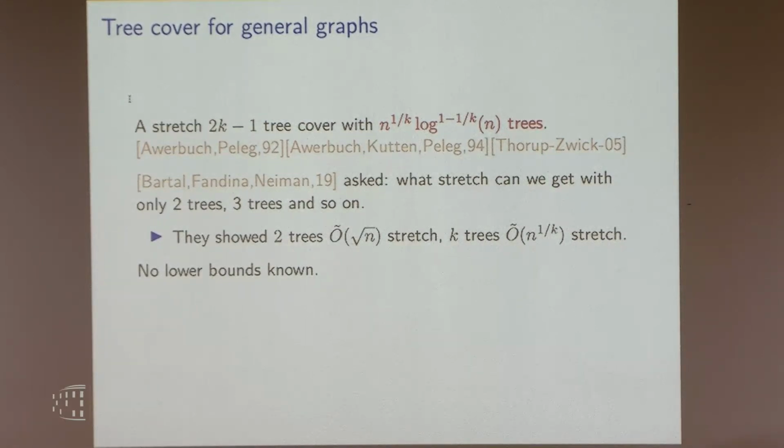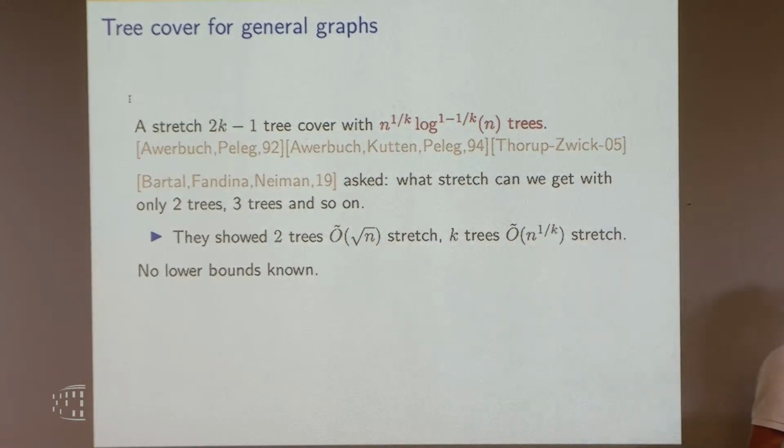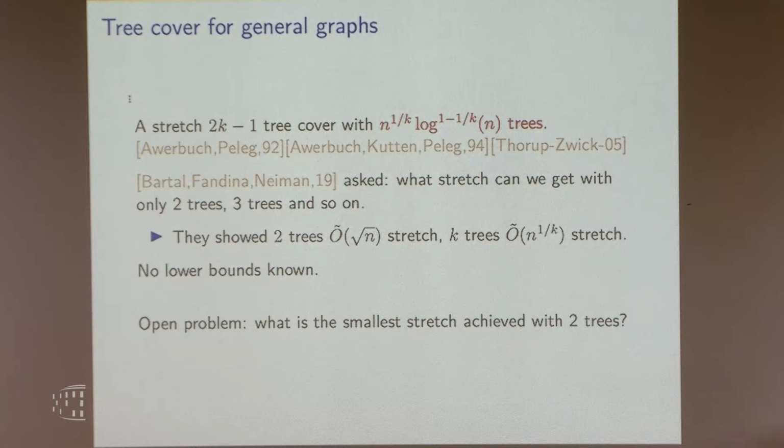Okay. And the Erdős girth conjecture doesn't apply here, because that conjecture is only about very small stretch. But the stretch here could depend on n, like square root n. So in their paper, they have some lower bound for the Ramsey version of this. But for the vanilla version, I'm not aware of any lower bound. So the question is, what are the lower bounds? For 2 or 3 trees, can you get less than square root n, something like that? I think this is a very interesting question.